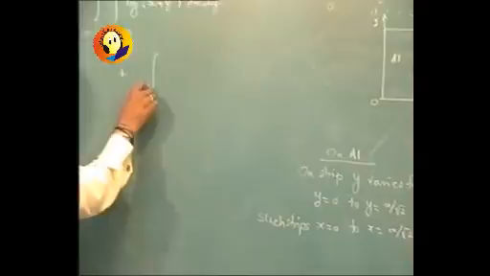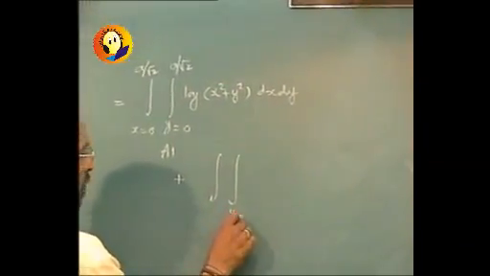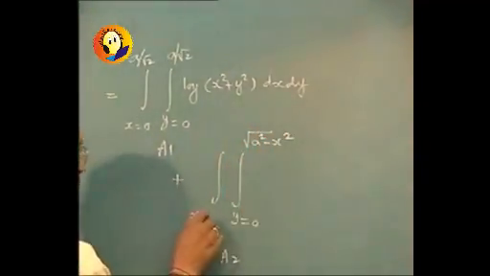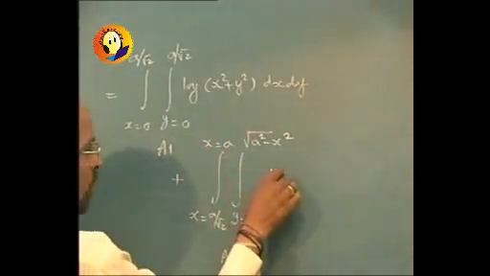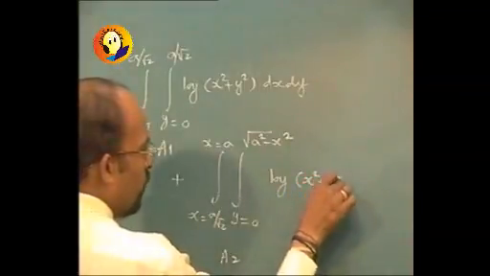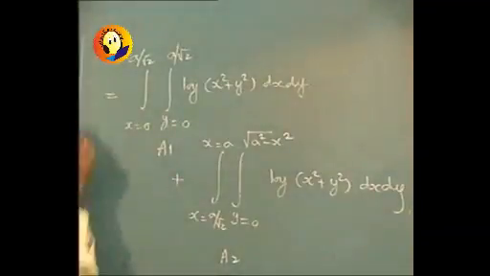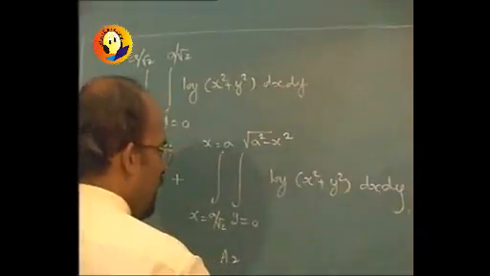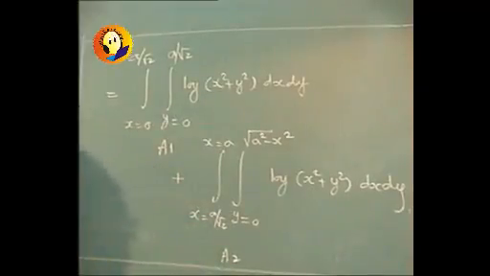plus double integral on that area 2 where y varies from y equal to 0 to under root a square minus x square and x equal to a upon root 2 to x equal to a, log of x square plus y square dx dy. This is going to be the required answer after changing the order of integration, that is, the strips which were taken parallel to x-axis initially are now parallel to y-axis.